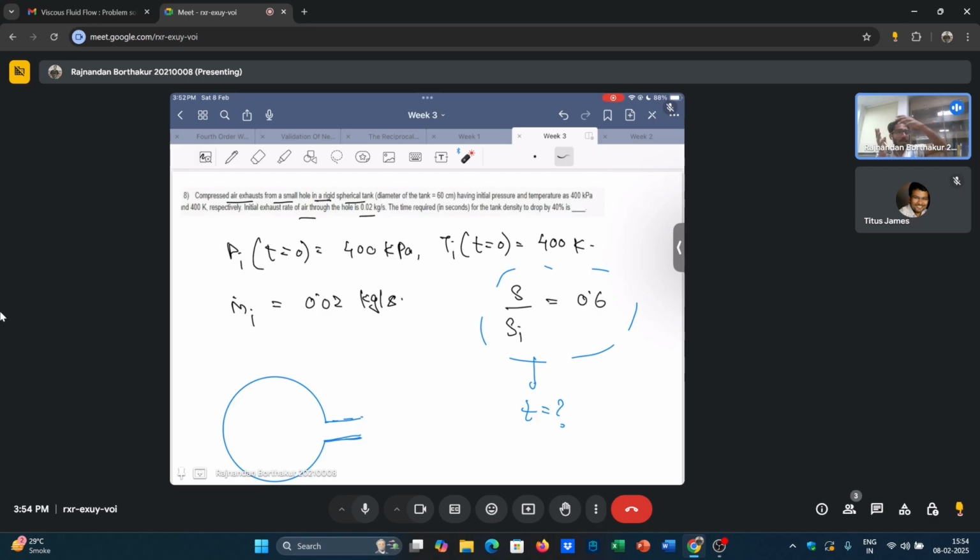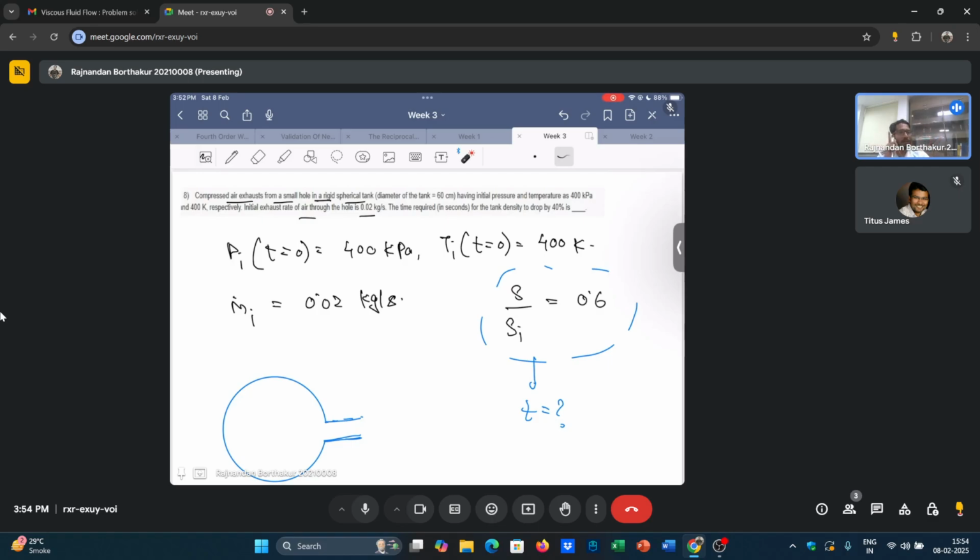Okay, and then when there's a lesser volume of air left, the mass flow rate of air would also consequently decrease as time progresses. All I want to say now is that the mass flow rate will also be a function of time, just like the pressure and density are. This is something that you need to understand.